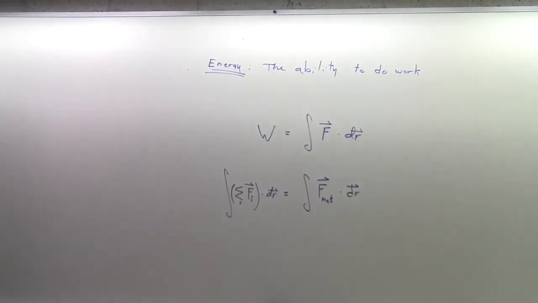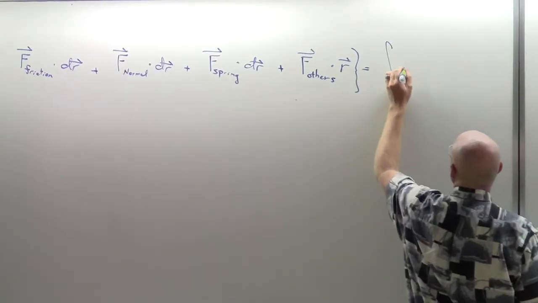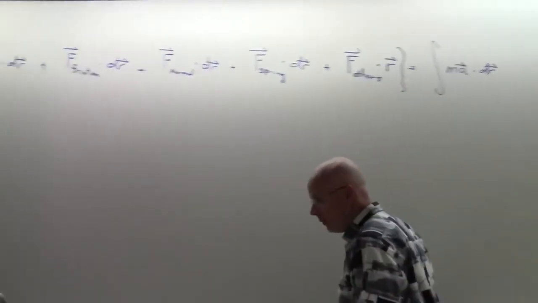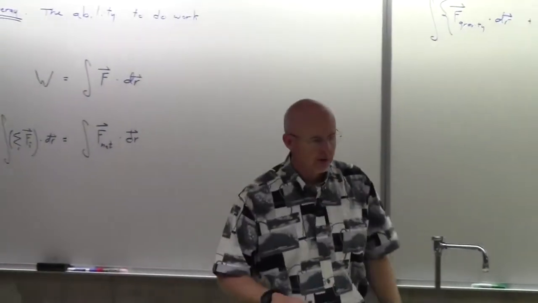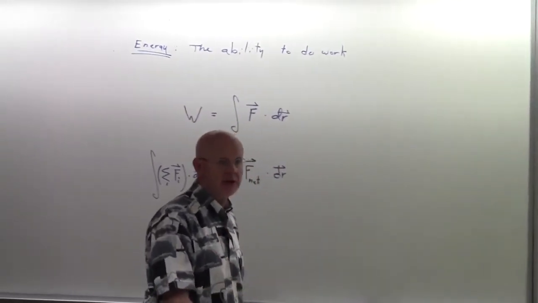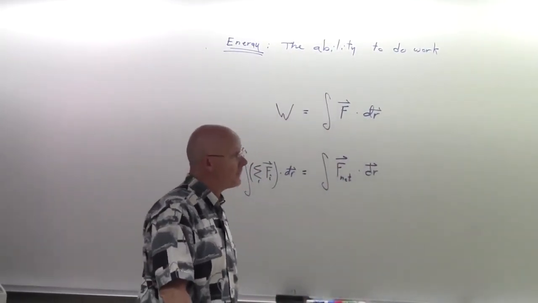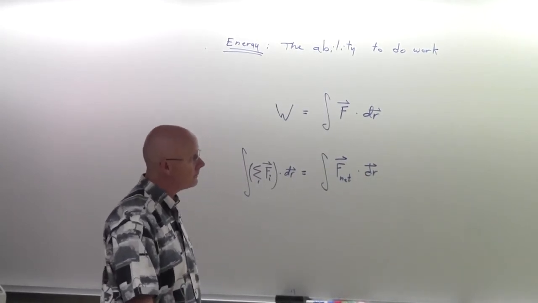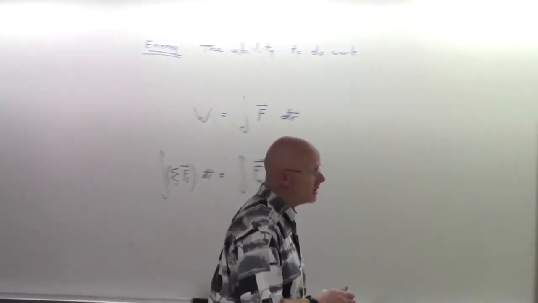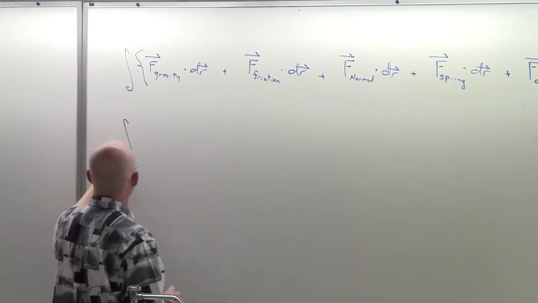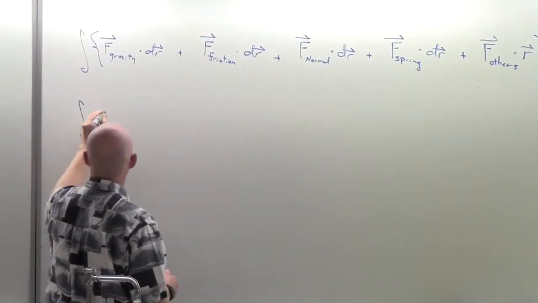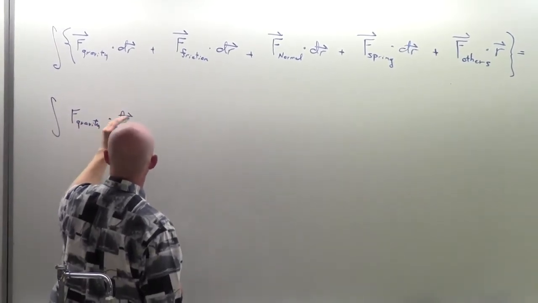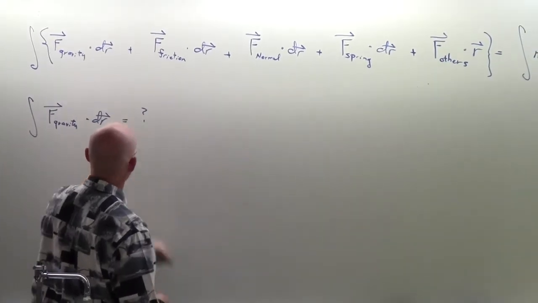I like this equation here because now I can use Newton's second law and replace net force with mass times acceleration. And so there are my two sides of the equation. So let's break this down piece by piece. Let's start with this first one right here. Let's look at the integral of the gravitational force times the distance traveled. What would that equal?